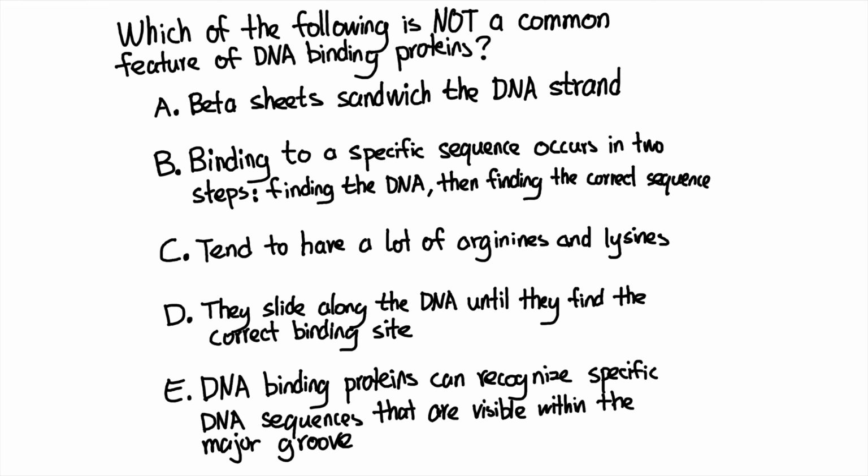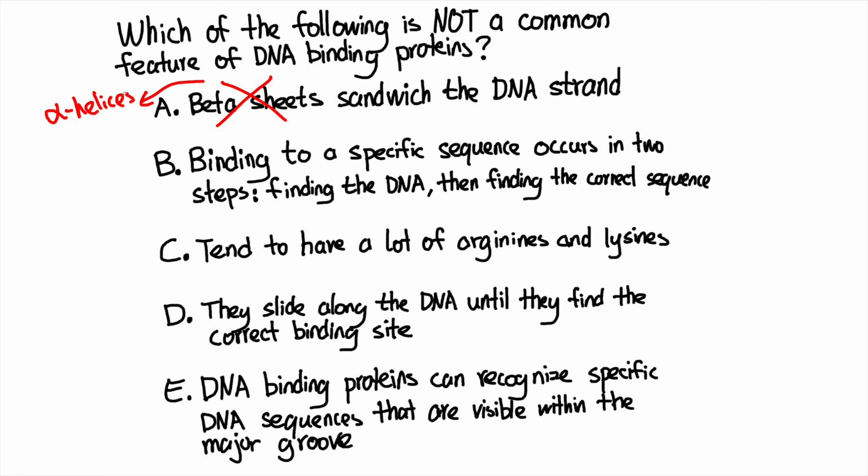Now, option number A says beta sheets sandwich the DNA strand. What do we think? Well, actually, the vast majority of DNA binding proteins don't use beta sheets to sandwich the DNA. Instead, the most common structural motif for sequence-specific DNA binding is, you guessed it, the alpha helices. So it's not beta sheets, but rather alpha helices.